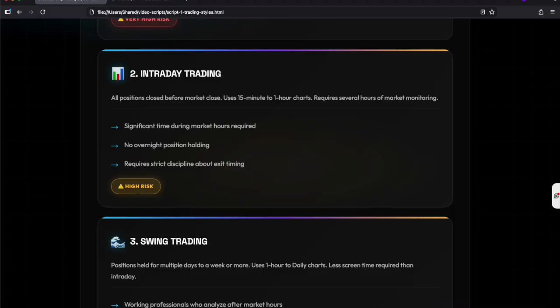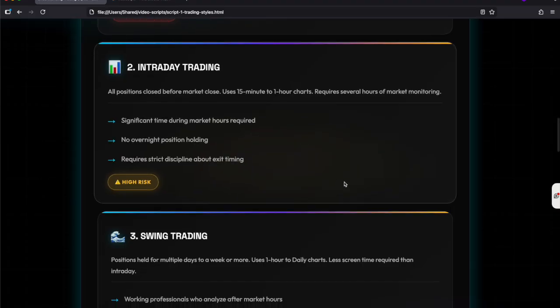And who are the typical users over here? Those who can dedicate significant time during market hours, and traders who prefer not to hold overnight positions. So everything is done that day itself. It's also considered high risk, requires strict discipline about exit timing, and the pattern day trader rule may apply in some contexts.